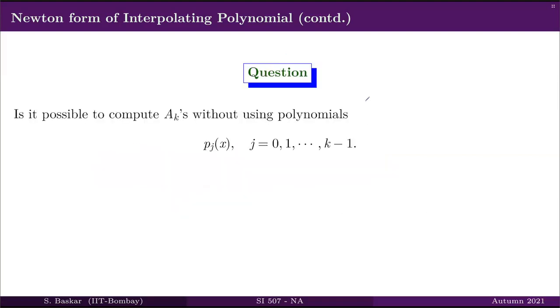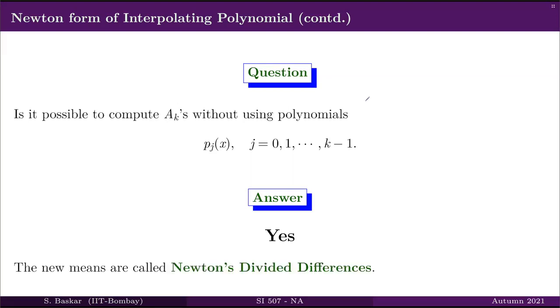Now the question is, is it possible to compute these constants AK without storing all the polynomials of the lower degree? Because that is where precisely you are losing the computational efficiency. The answer is yes, you can do that. That is why Newton's form is more popular computationally. If it were just what I have introduced as a Newton form, then people would not have even cared about going to Newton's form. But there is a way to again rewrite this form of the interpolating polynomial that is computationally more efficient. For that, we need a concept called divided differences, Newton's divided differences, which we will introduce now.